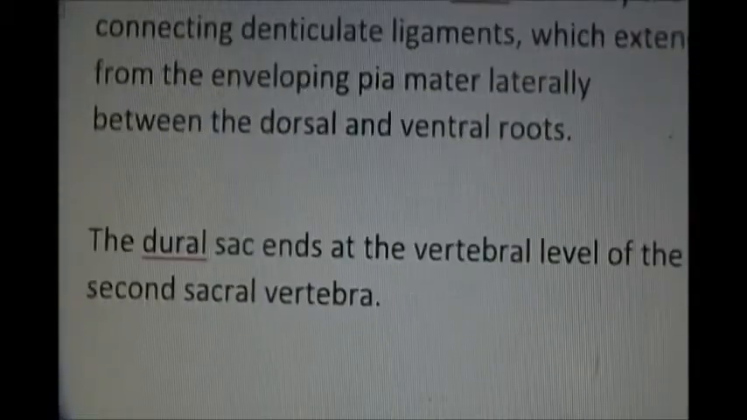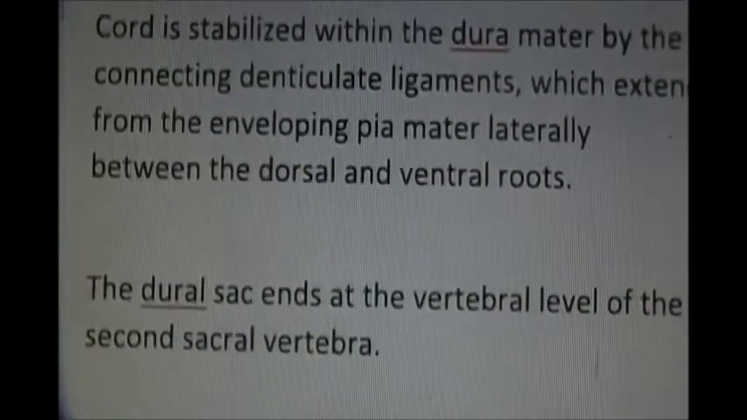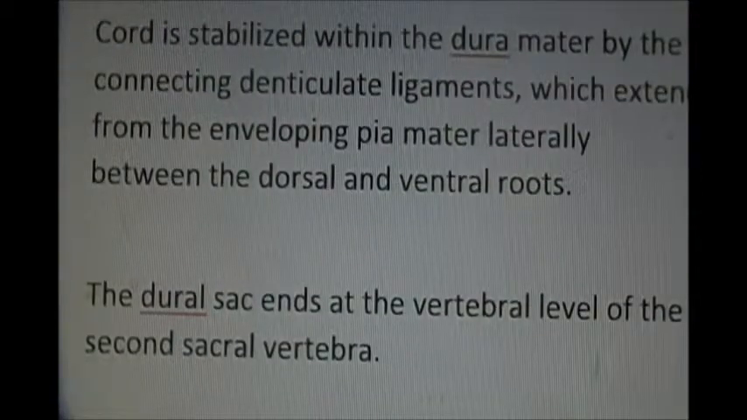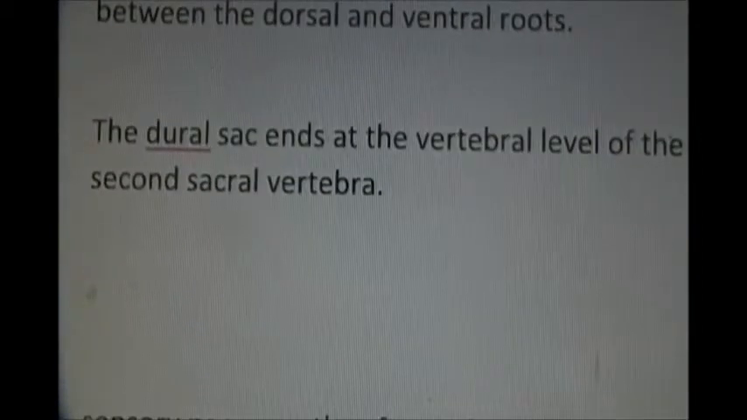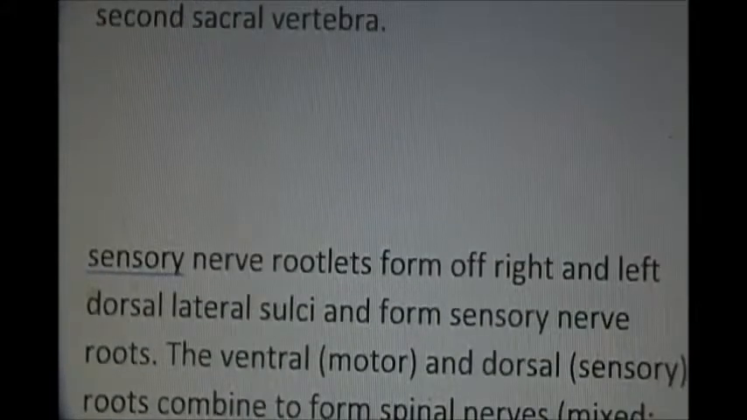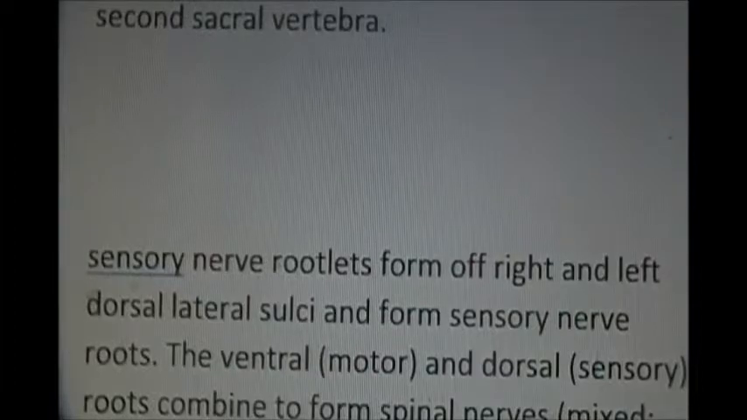What is the denticulate ligament? Denticulate ligaments are the ligaments that stabilize the cord in its position, and they extend from the pia laterally to the side. The dural sac ends at the vertebral level of the second sacral vertebra. So the spinal cord ends at L2, the dural sac ends at S2.